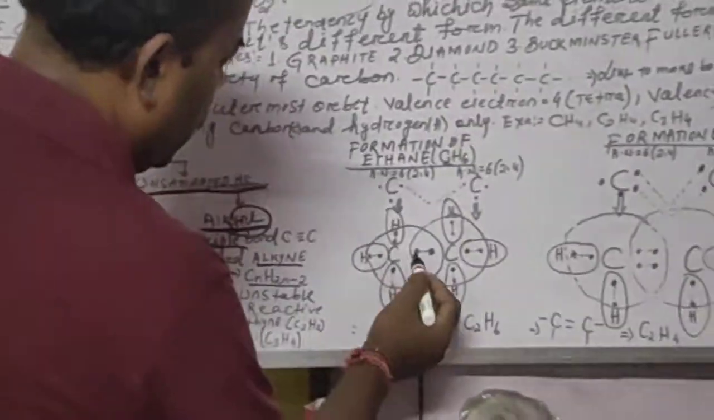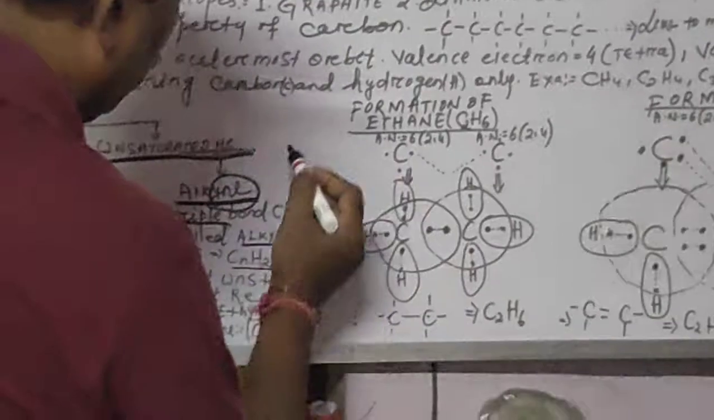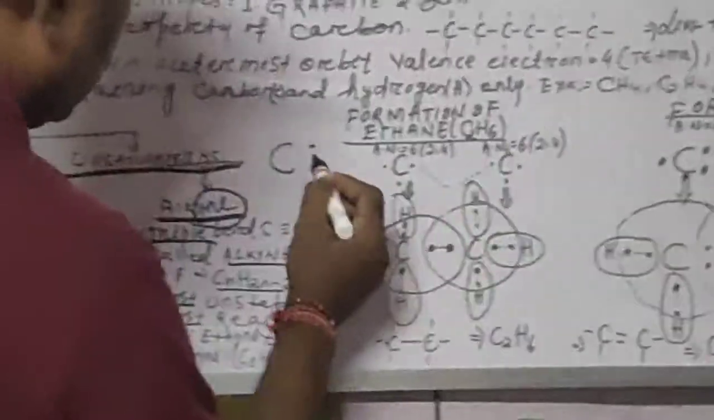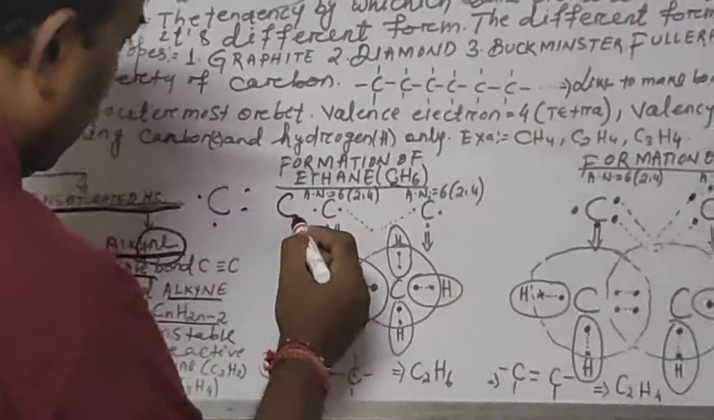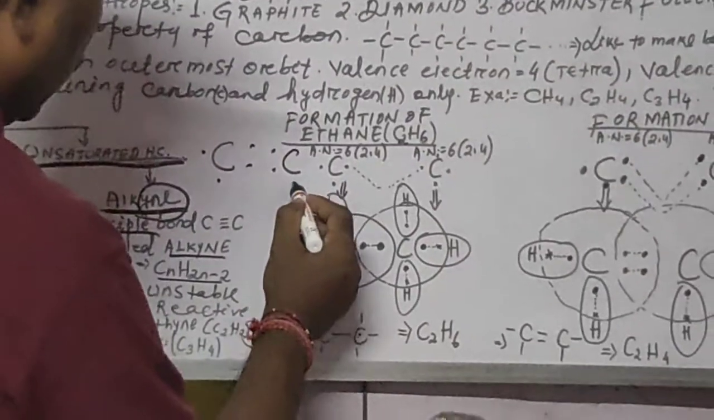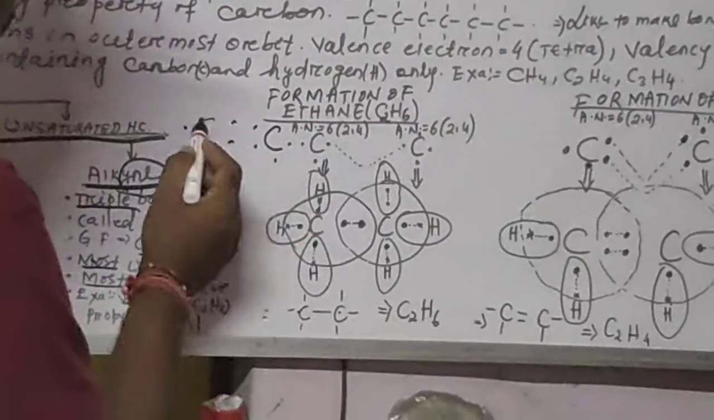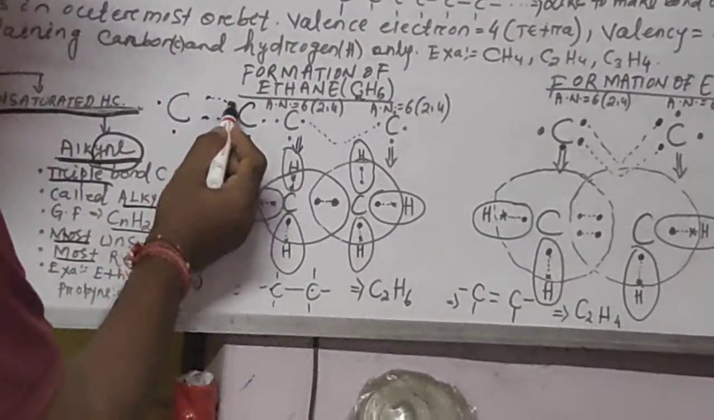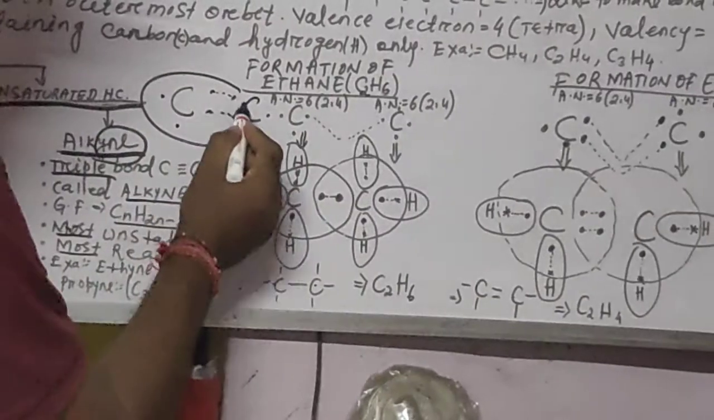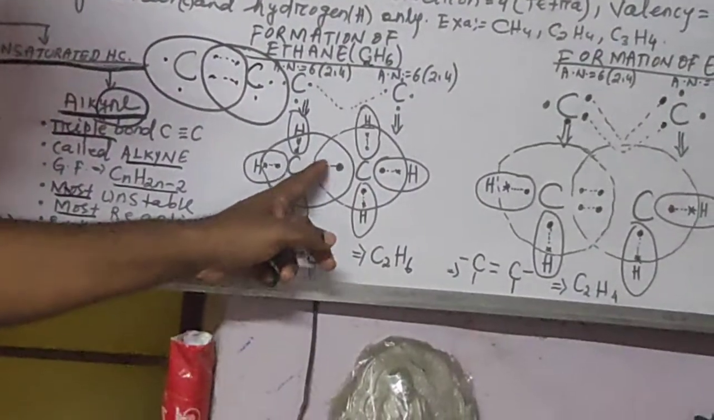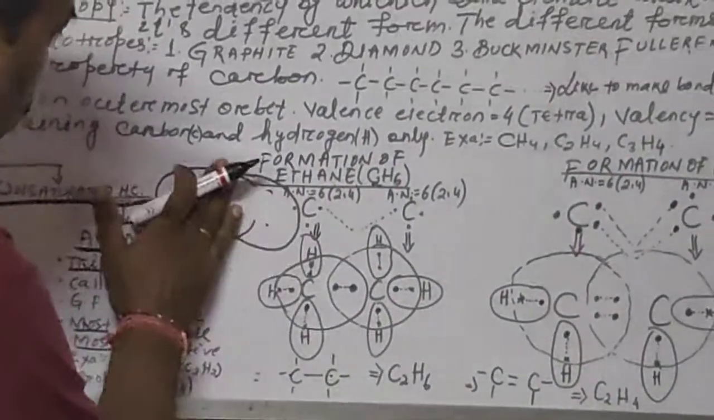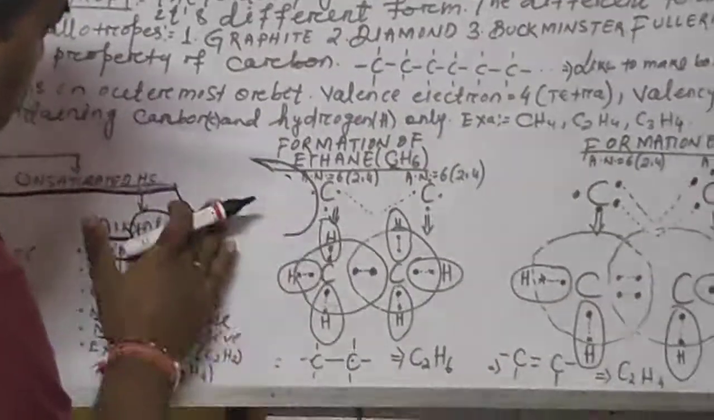Suppose carbon has 4 electrons, 1, 2, 3, 4. Another carbon is there, also with 4 electrons. Now this carbon's electron and this carbon's electron will combine and make the bond here. They will share. So I have shown you here, carbon and carbon. This is not a double bond; only a single bond will be formed.